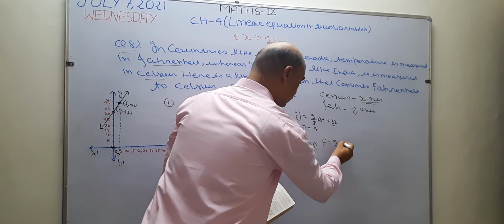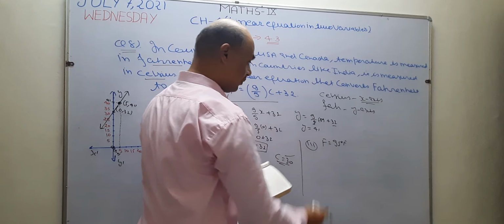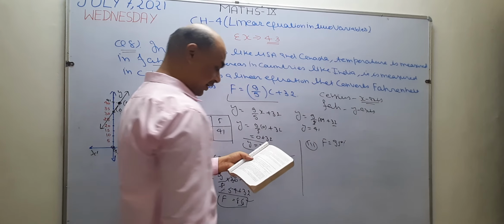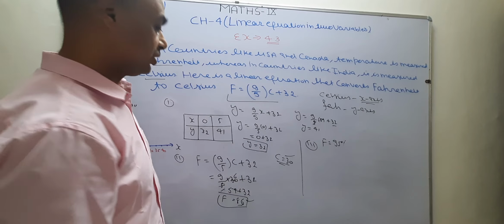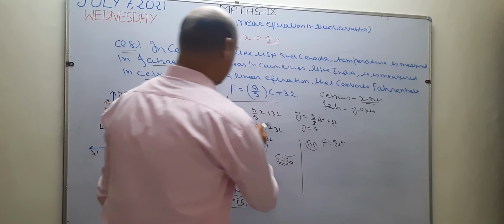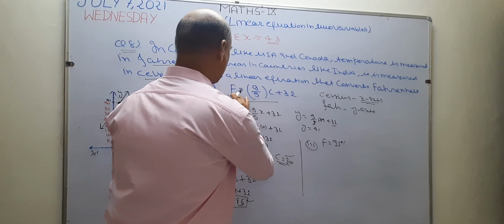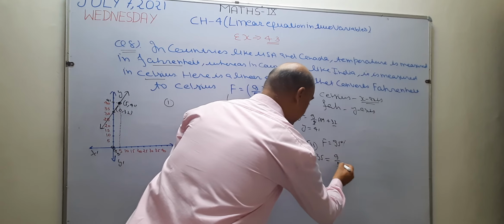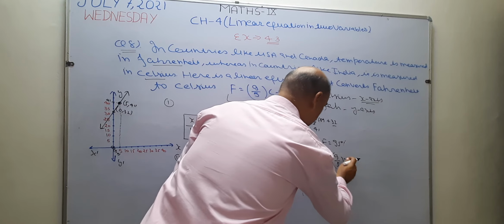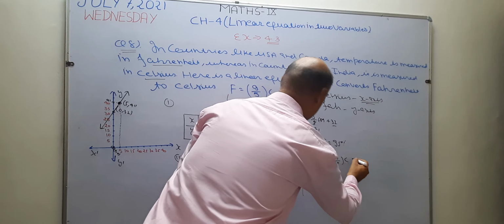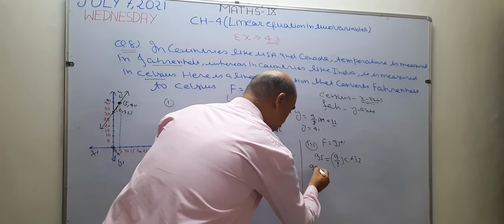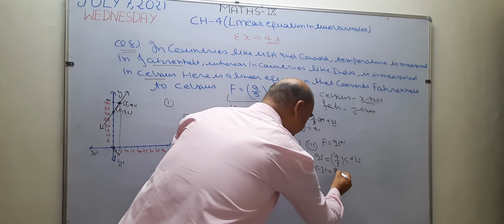95 degree Fahrenheit, when the temperature is 95 degree Fahrenheit, then what is the value in Celsius? So I want to replace this F by 95. So instead of F, I write 95. Remaining all terms I write as it is. C is there, plus 32. Take this 32 from right to left, so this becomes positive to negative. After that, what is left?